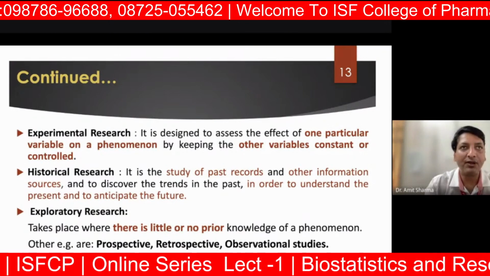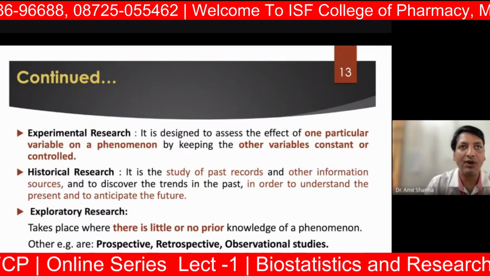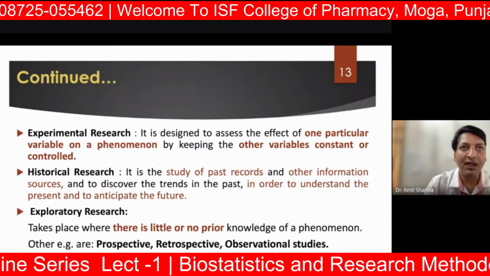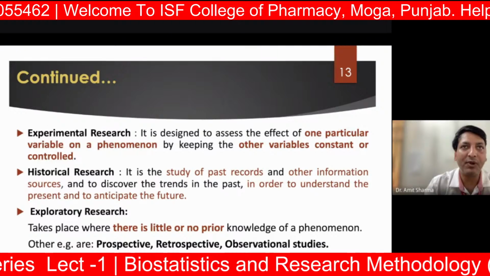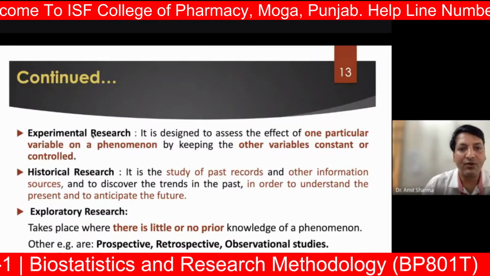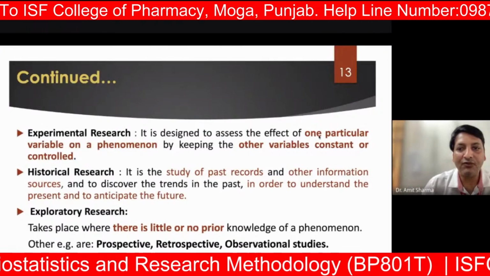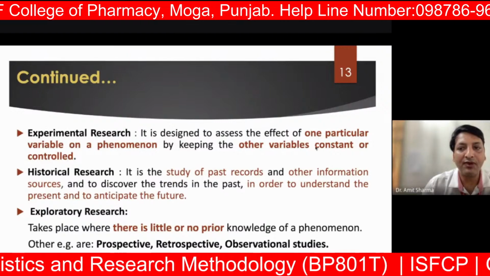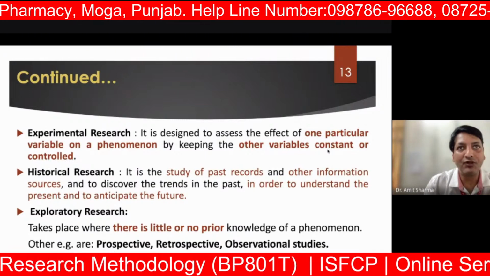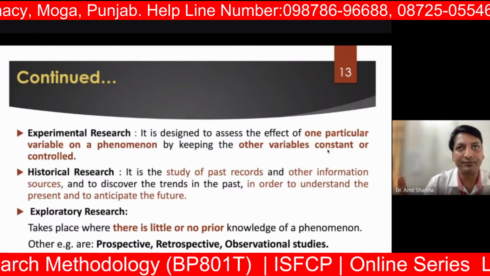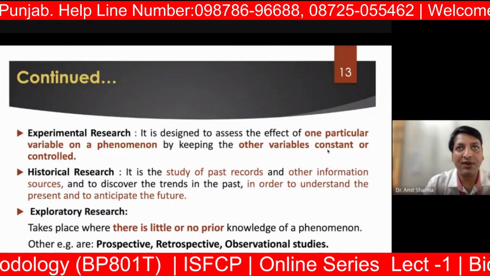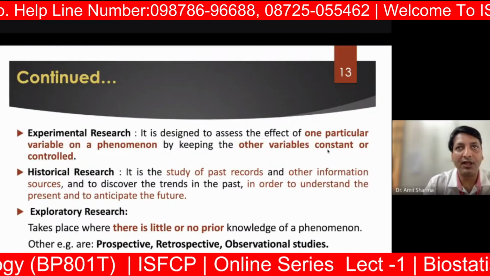Clear? So this is important, that you should understand what kind of work you are actually doing. For example, if you are working in a different field and in the title you have added a wrong keyword, it will cause some sort of confusion. So experimental research means what? It is designed to assess the effect of one particular phenomenon by keeping the other variable constant. That means you are working on two different variables, one variable is kept constant, and the second variable you can increase or decrease, and you can find out, if one variable is constant, what the effect is on the other variable. I will just give you an example.